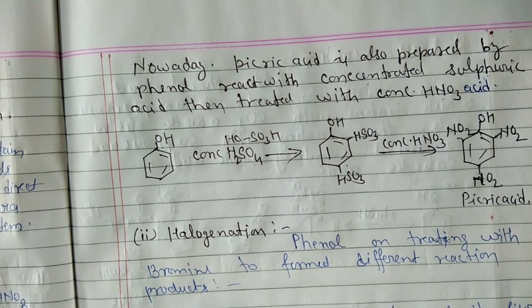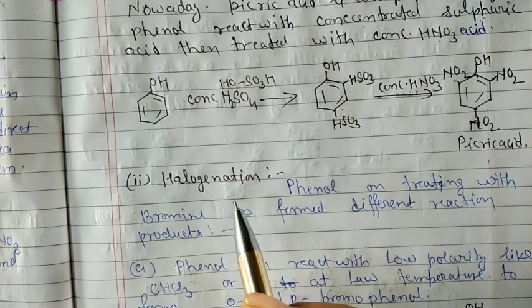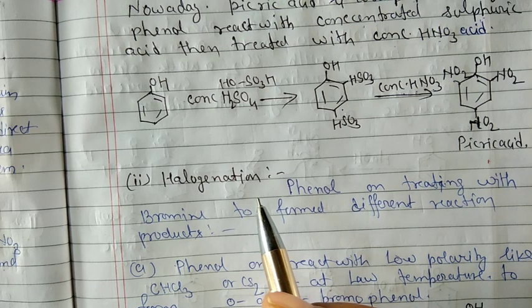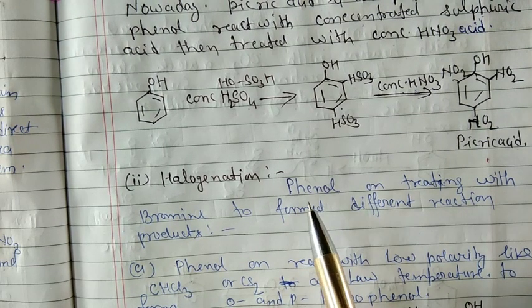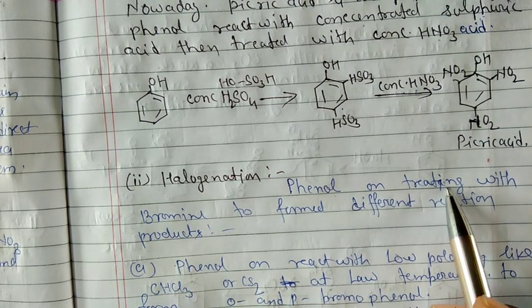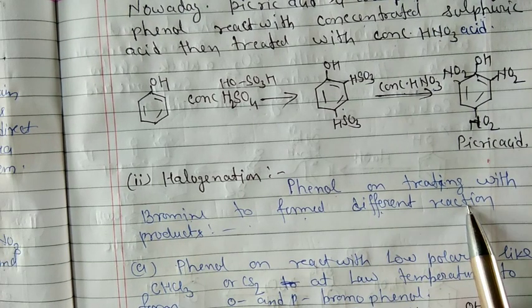Okay, students. Let us now see the second reaction, halogenation. What is halogenation? Halogenation means addition of a halogen element at the ortho and para positions. Simply, phenol on treating with bromine forms different reaction products.